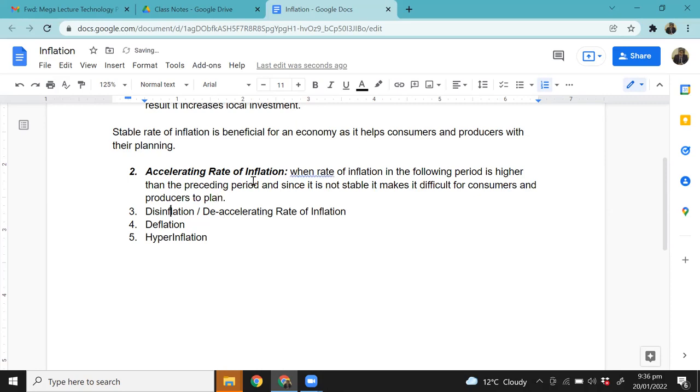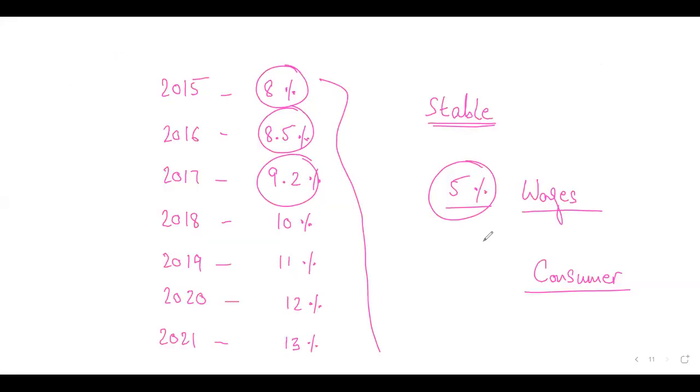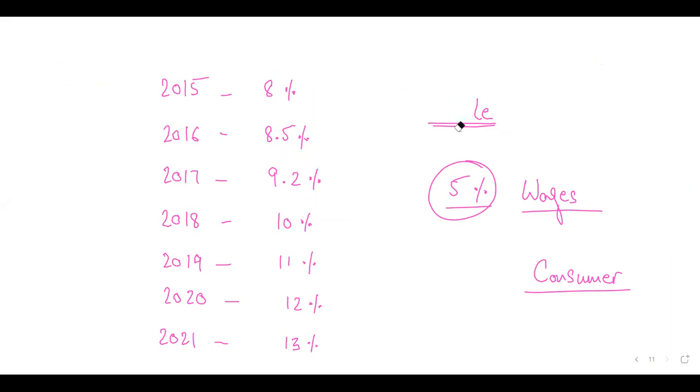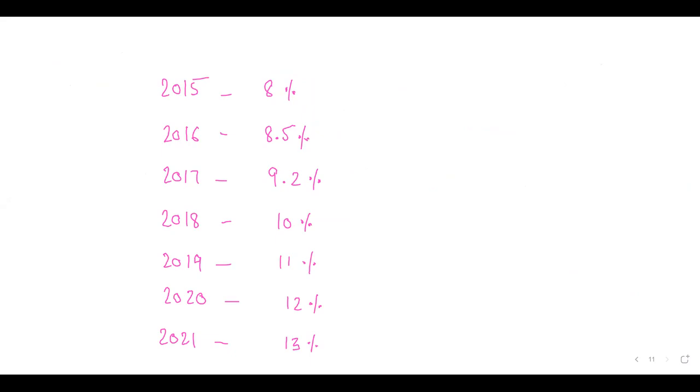Okay. Now the next one is disinflation or decelerating rate of inflation. Now think about this. Decelerating. Now the idea is it will be opposite of accelerating rate of inflation. Students, have a look at this. So in this case, would you see that each year the rate of inflation was higher? Now in the case of decelerating or disinflation, the rate of inflation every year will be lower, right?